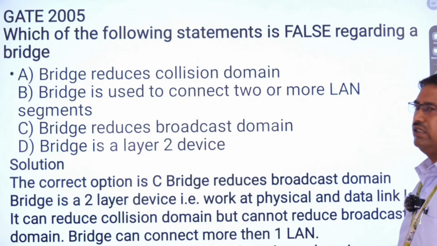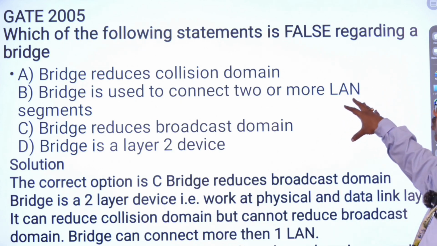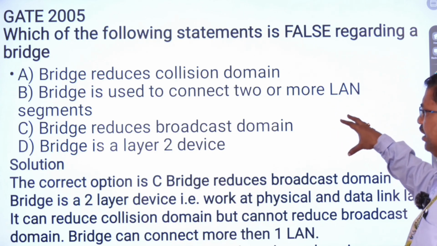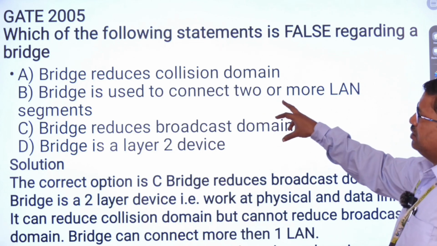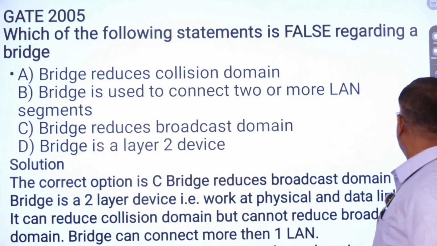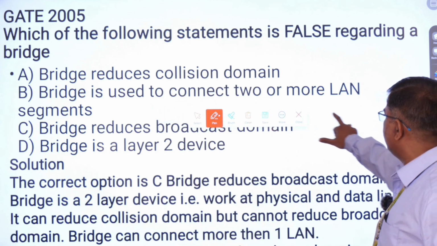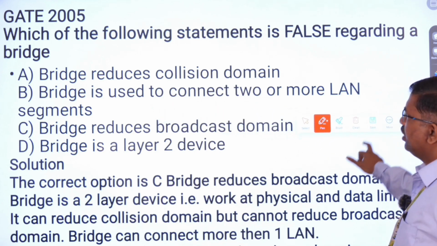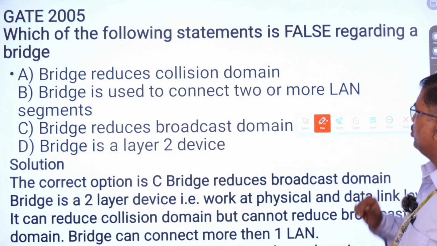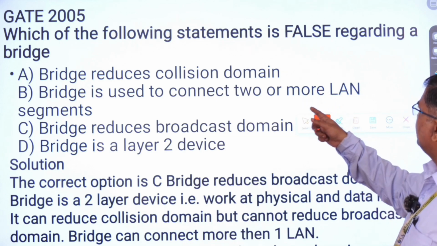This came in the year GATE 2005. Which of the following statements is false regarding a bridge? To answer this question, we need to have some concepts regarding bridges. What are the options given here? A, bridge reduces collision domain. We need to analyze each and every statement given in the options, and according to that, we can fix the correct answer. We need to analyze whether this statement is true or false.